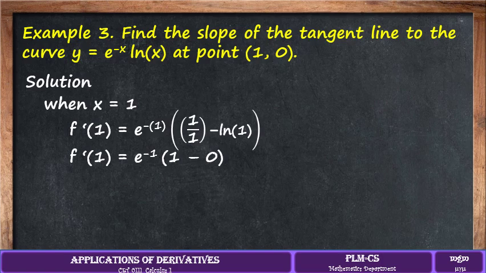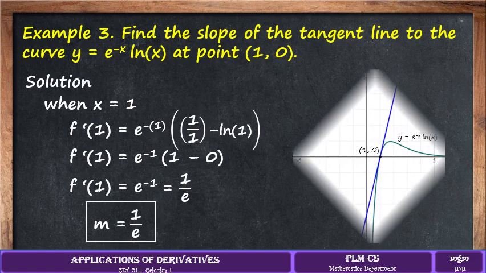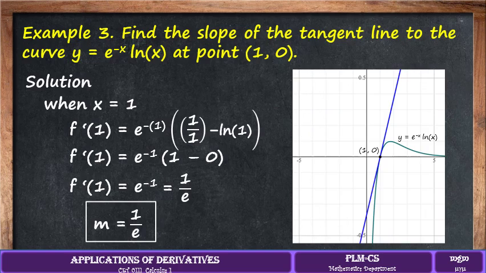Simplifying the given expression, we have e raised to negative 1. Eliminating the negative exponent, we can rewrite e raised to negative 1 as 1 over e. Therefore, the slope that we are looking for is 1 over e. Again, for reference, this is the graph of the given function as well as the line tangent to it at the given point.